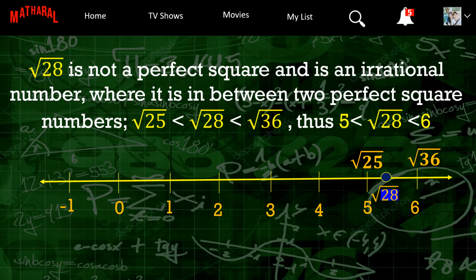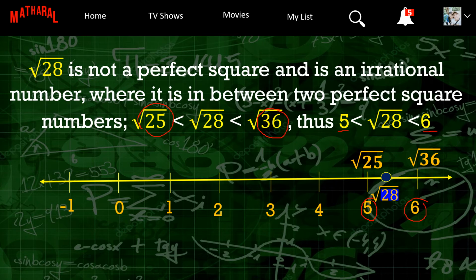Perfect square number na malapit kay 28 ay 25 at 36. Okay. So, if we're going to take the principal roots of 25, that is 5. Okay? If we're going to take the principal roots of square root of 36, that is 6. Ayan po. So, that is why ito po sa number line, as you have seen here, nakikita niyo po siya.